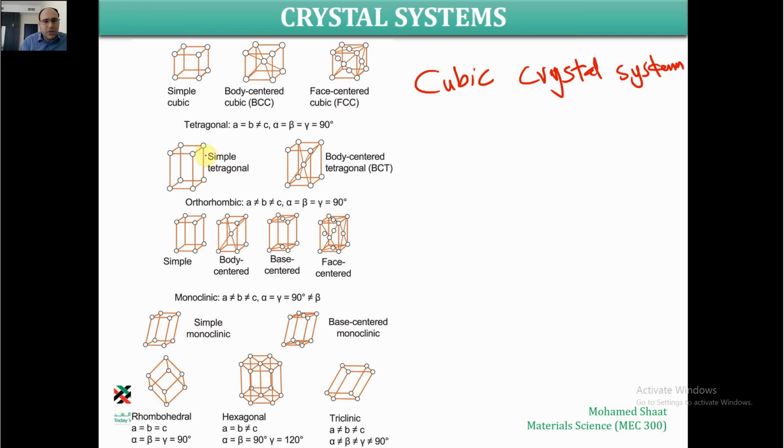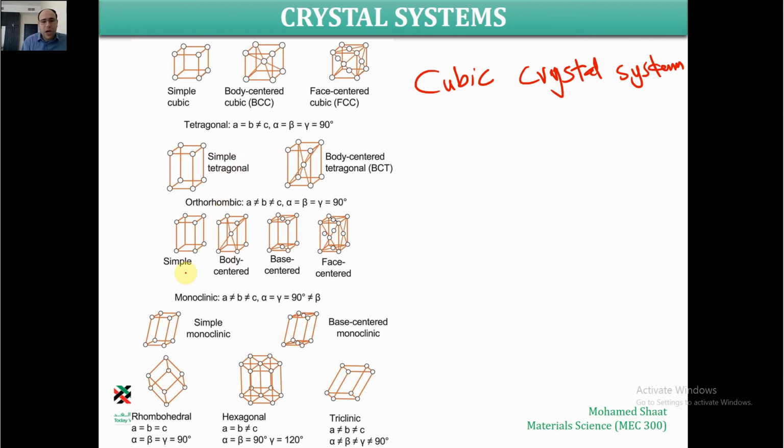For example, the tetragonal crystal system has the simple tetragonal structure, and it has the body centered tetragonal crystal structure. It means there should be an atom located at every corner, and there is one atom located in the core. Some metals or ceramic materials may have this unit cell, or they could be simple tetragonal crystal structure.